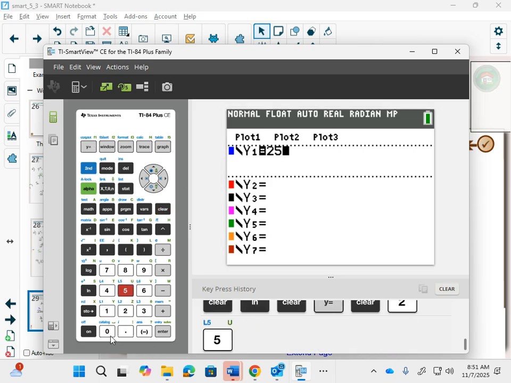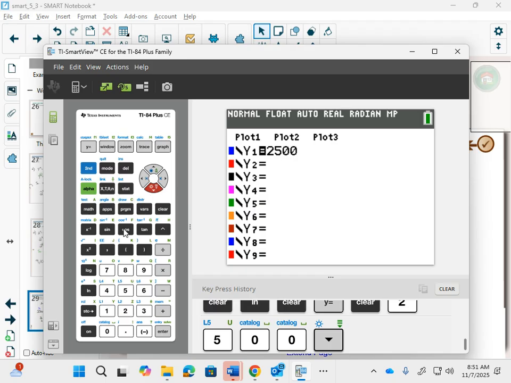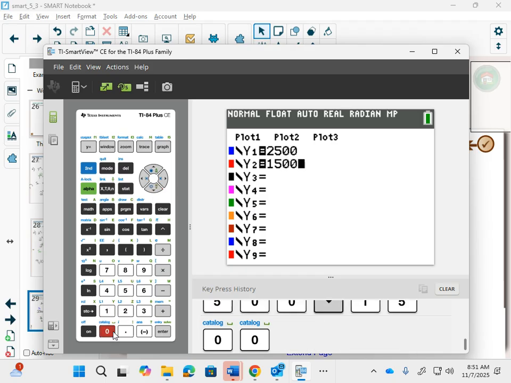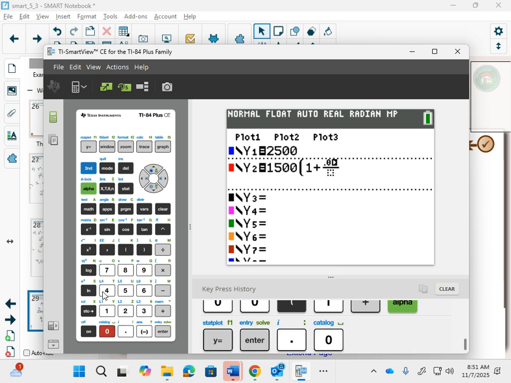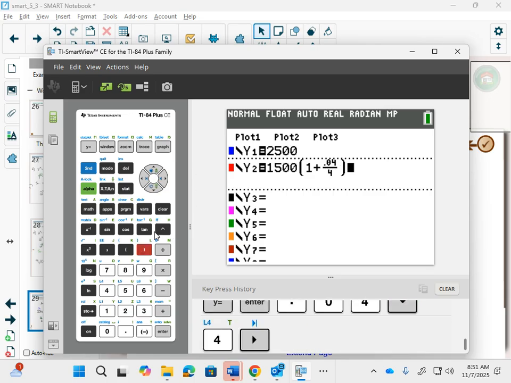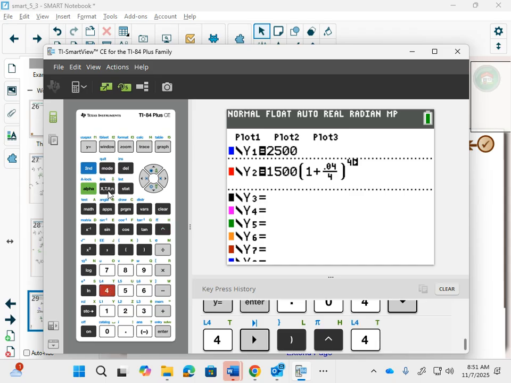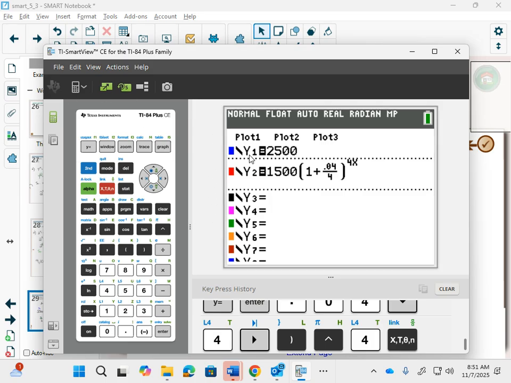I type in 2500 into Y1, and I type in 1500 bracket 1 plus 0.04 over 4 to an exponent of 4x, and there's no t, so we use x. Now when I graph this on a graphing calculator, you do have to know a little bit about the graphs. Y equals 2500 is a straight line at 2500.